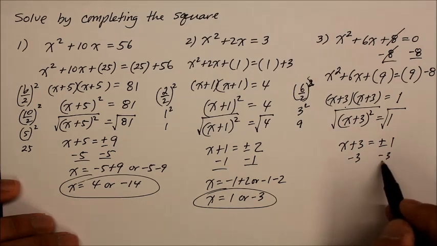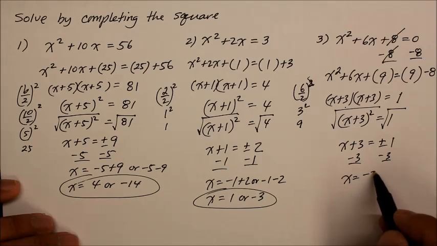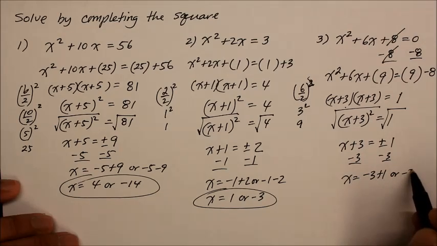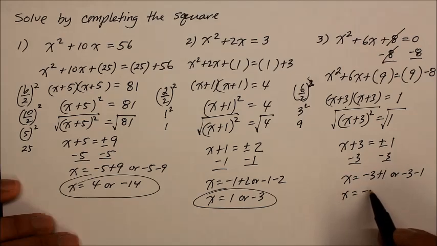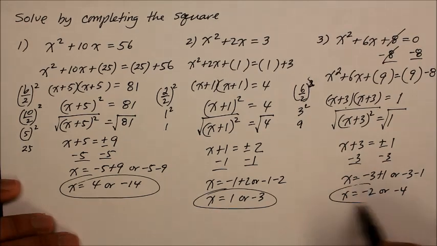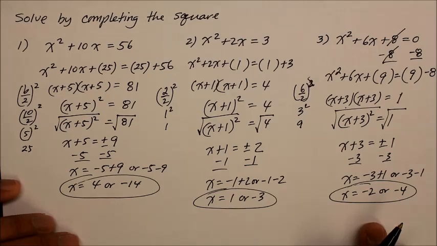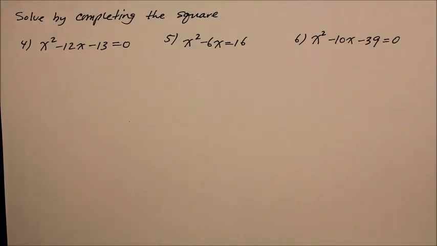Subtract 3 to both sides of the equation. So x is equal to negative 3 plus 1 or negative 3 minus 1. So the two possible answers are negative 2 or negative 4. What do you think? Yeah. So now that you see the pattern, why don't you try these numbers 4, 5, and 6?